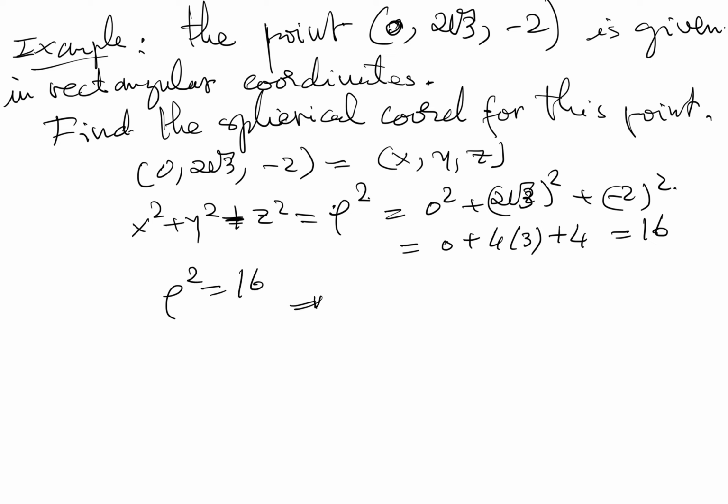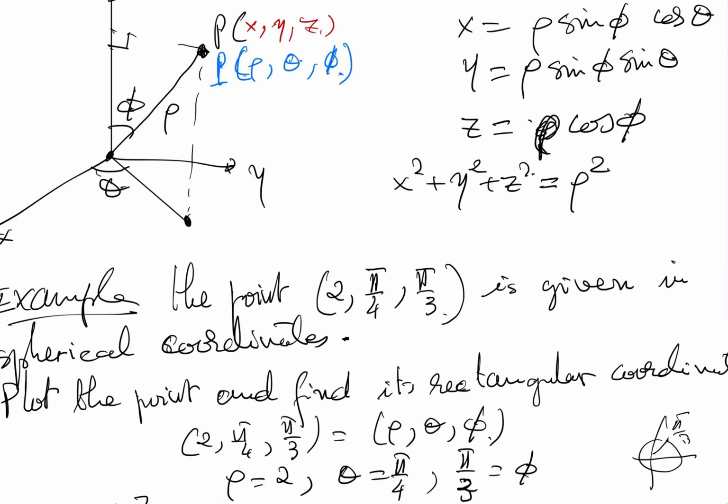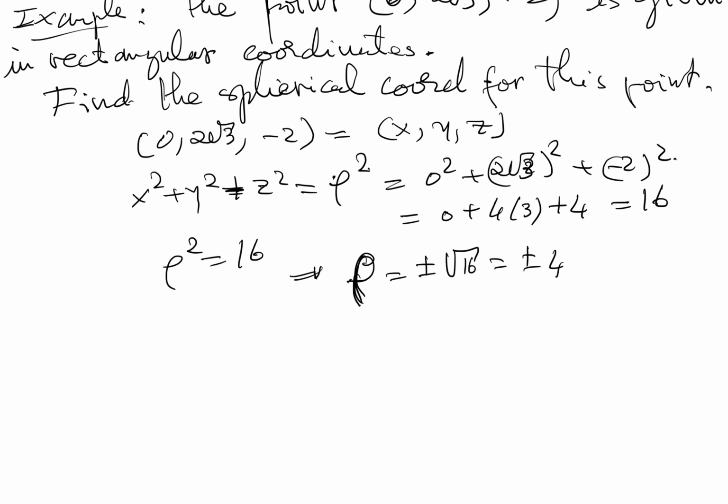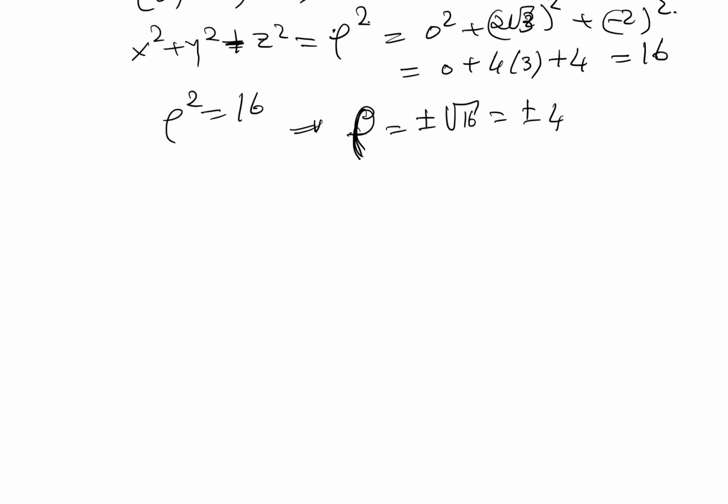So what does it mean? Rho is equal to positive or negative square root of 16, which is positive or negative 4. But just like I told you here, go back. What did I tell you about the rho? Rho is always positive. So that means you only have to pick 4. So since rho is positive, then rho is equal to 4. So then you can tell easily rho has to be between 0 and 4. The maximum the rho can reach here in the example is 4. So you have rho is equal to 4.